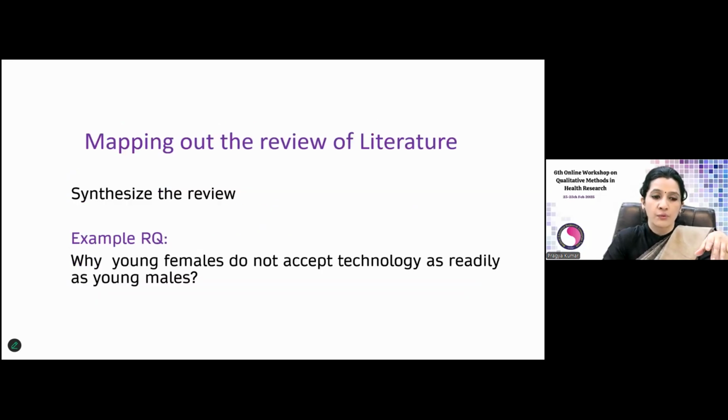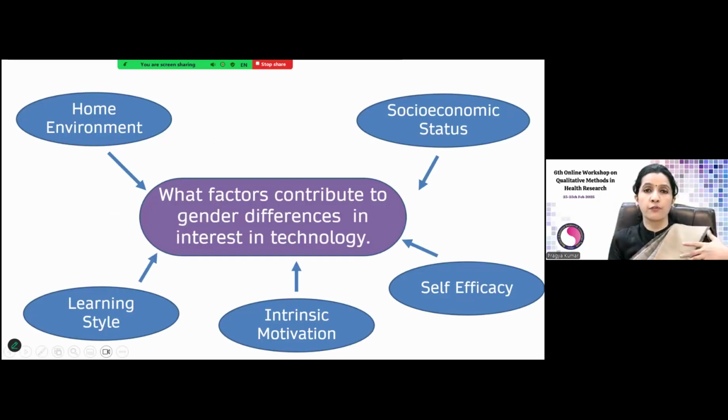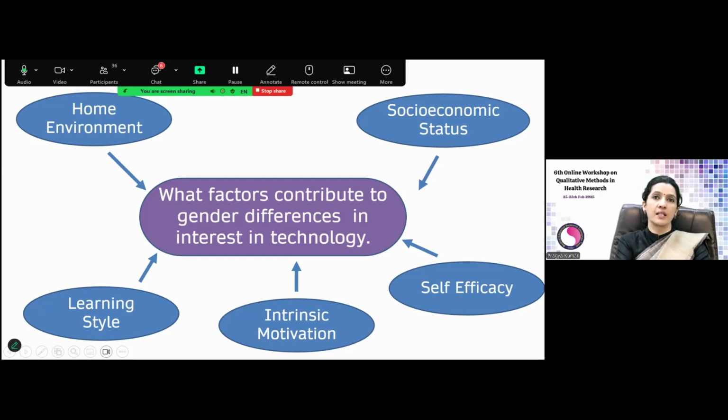Like I was saying, you can map the literature review. This was one example given in the book, about why young females do not accept technology as readily as young males. When you are reviewing literature, you also see a lot of factors. So if you make a literature map, you might see factors like home environment, socioeconomic status, which leads to gender differences in interest in technology, learning styles, intrinsic motivation and self-efficacy. So through literature search you have got many factors, and then you will develop your interview guide.